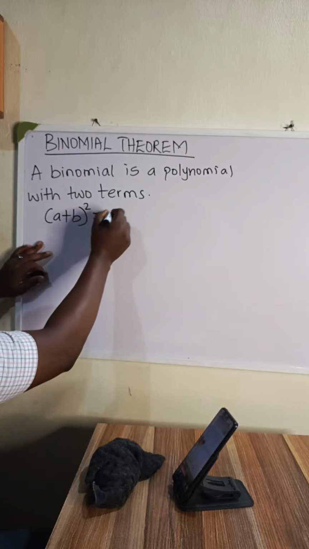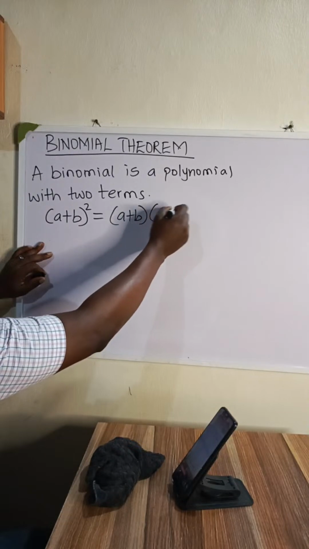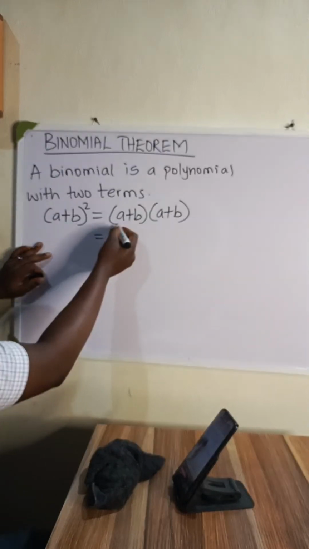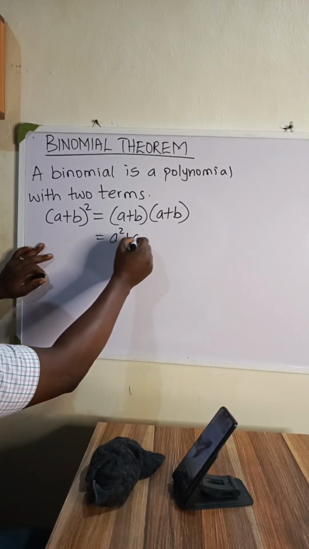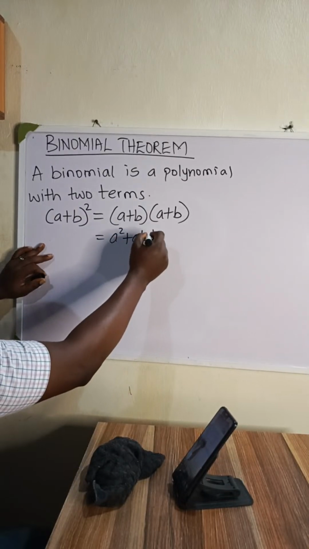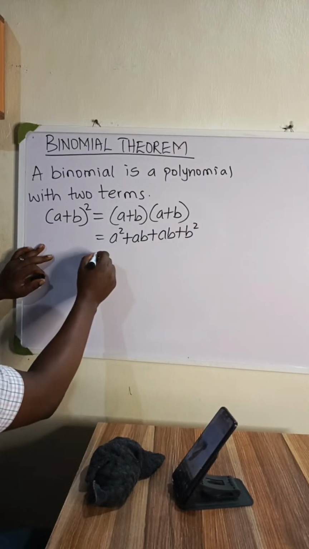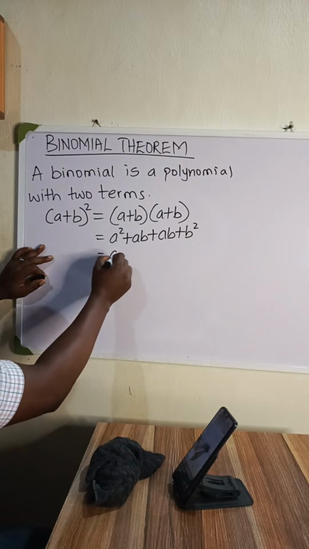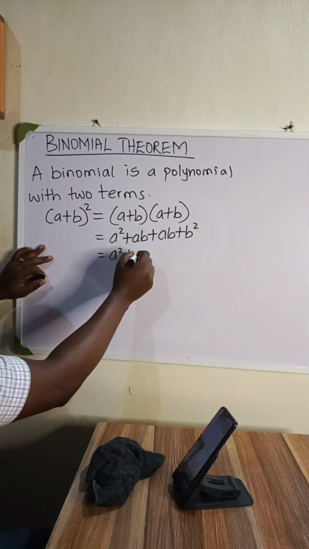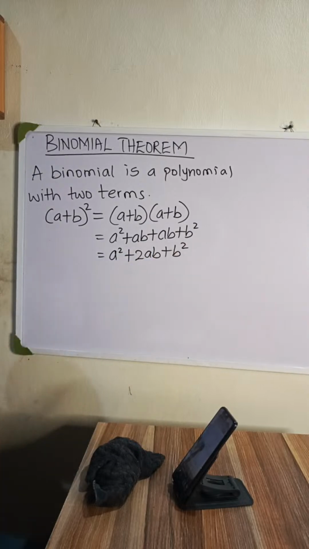So we are going to expand it using the normal method of expansion. So this is going to give us (a plus b) into (a plus b). So a times a will give us a squared, a times b will give us ab, b times a will give us ab, and b times b will give us b squared. ab plus ab will give us 2ab. So we have a squared plus 2ab plus b squared. So we have expanded this.